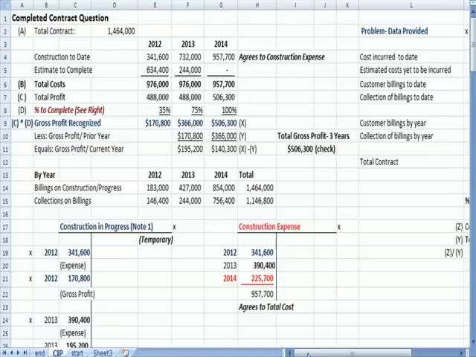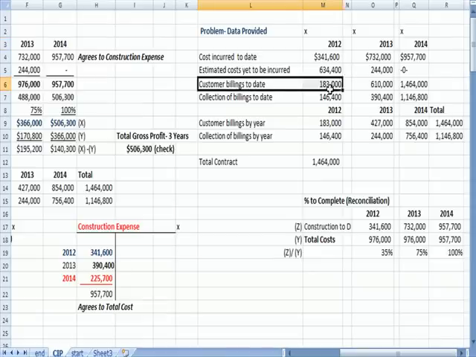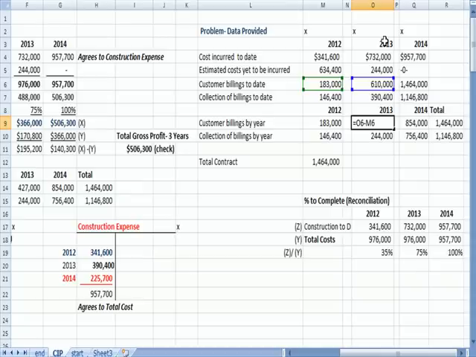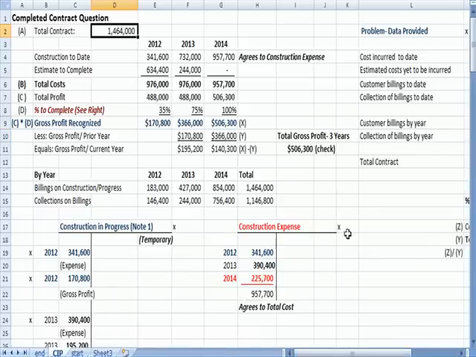Now, normally we get questions that are set up like this, to date. So what I like to do at the beginning is show the billings and the collections by year rather than to date. For example, 2013 billings, what we billed in 2013, is 2013 in blue minus 2012 in green. So I like to break it out by year, and if you can see, the total adds up to the $1,464,000, which is the contract amount over here.